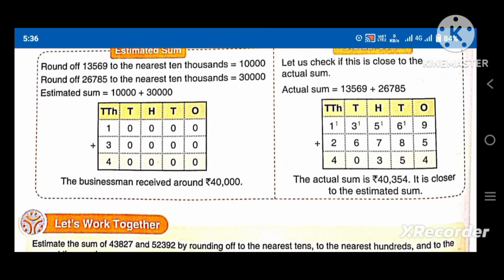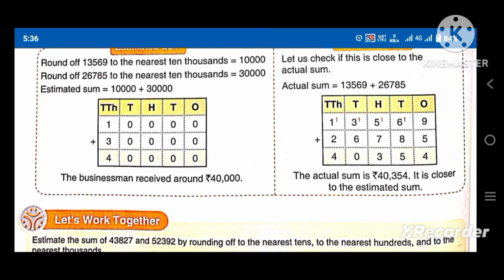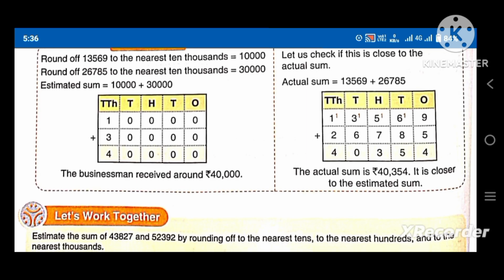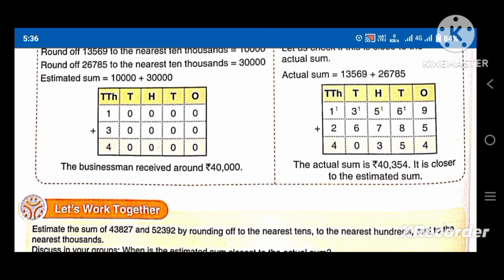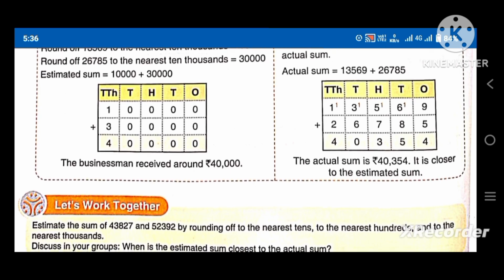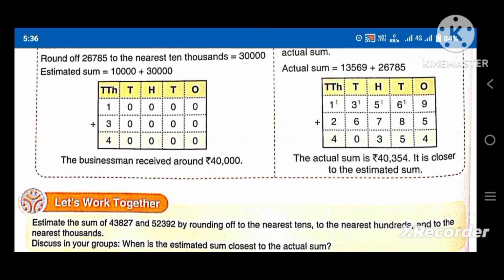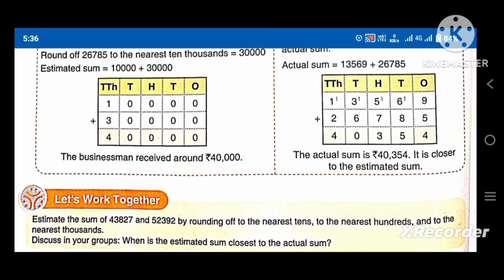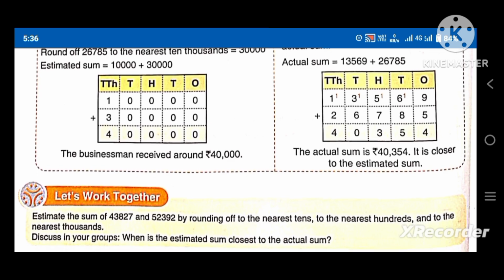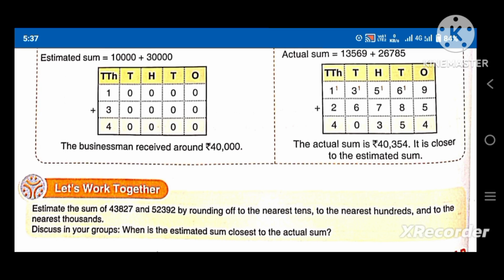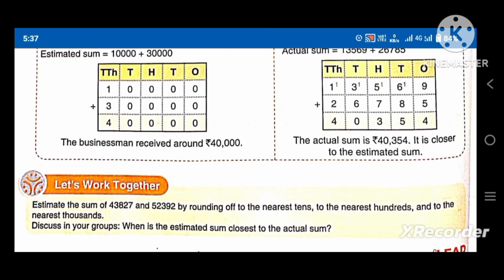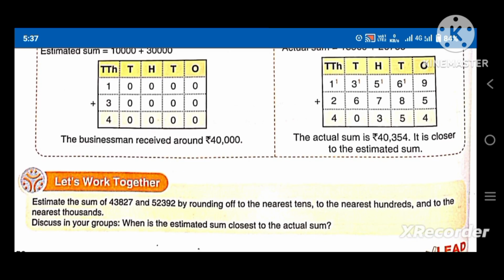Let's work together. Estimate the sum of 43,827 and 52,392 by rounding off to the nearest tens, to the nearest hundreds, and to the nearest thousands. Discuss in your groups when the estimated sum is closest to the actual sum.